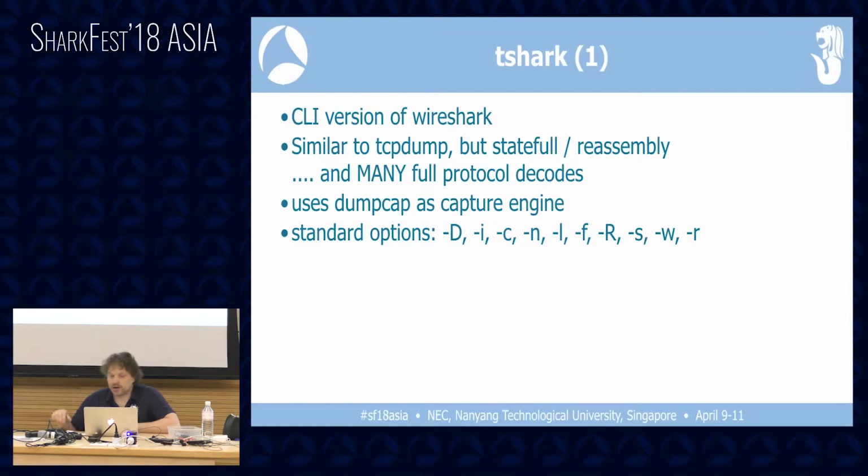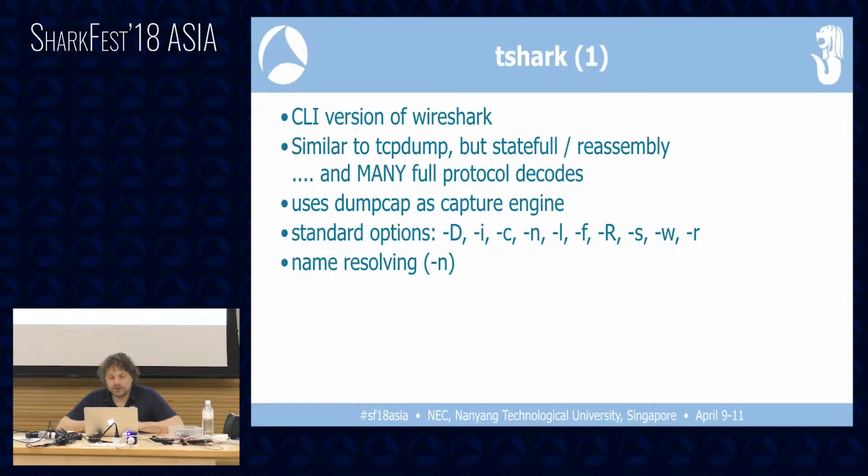Some standard options are -D for showing the interfaces, -i for using a certain interface, -c for just capturing a small amount of packets, -n for name resolution, -l for line buffering. Well, if you use tshark -h, you can find all these options, and it tells you what options are available. But these are the ones that I use a lot.